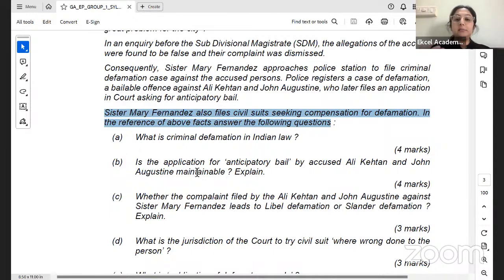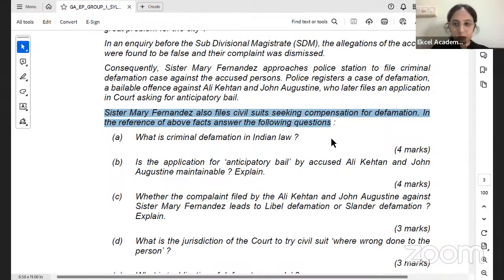Next, see, Sister Mary Fernandez, that is the school principal, has filed a case. She has filed a case against these two people. One is a criminal case and one is a civil case. The criminal case is where she wants to take action against them, and in the civil case she needs compensation. So Sister Mary Fernandez also files a civil suit seeking compensation for defamation. So in reference to the above, this is the story. The story is just two cases.